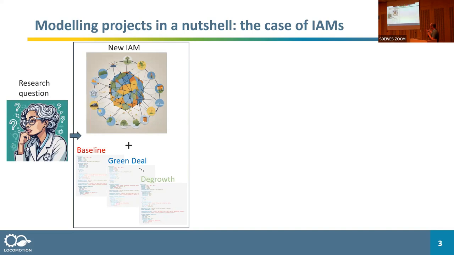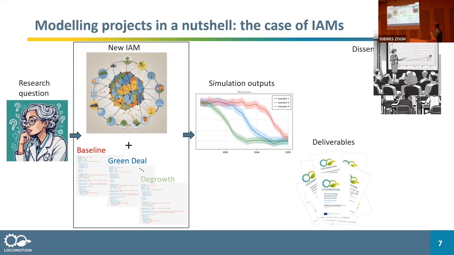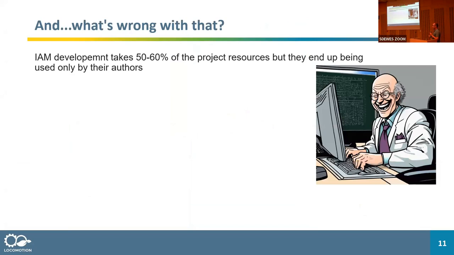Then, in order to answer this research question, you develop your big new integrated assessment model, such as William. You combine that with one, two or more scenarios of different characteristics. Then, of course, you run some simulations and make your deliverables that you submit to the commission, hopefully to be accepted. Then you do dissemination in conferences and workshops, and of course you need to publish lots of papers. Finally, if everything goes well, you are able to produce some policy recommendations, which is the main objective of this kind of project. You may be saying, well, that's totally fine.